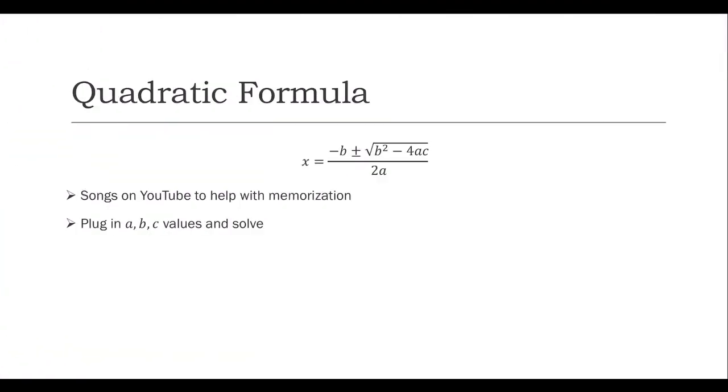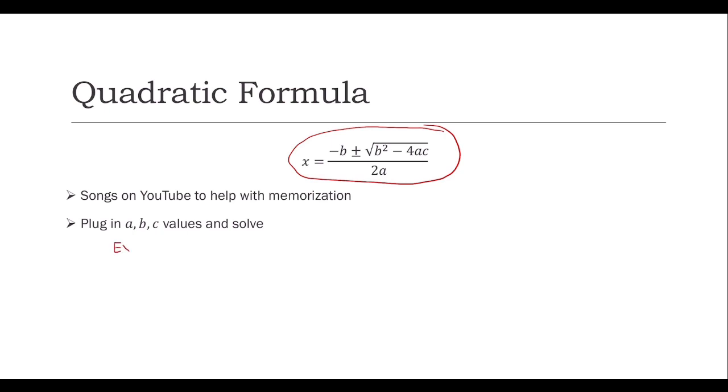So next we have the quadratic formula. It's this long formula here. It's x equals negative b plus or minus the square root of b squared minus 4ac all over 2a. So there's a song on YouTube that you can listen to where they sing the quadratic formula. It's to the tune of Pop Goes the Weasel. So for this one, you would just plug in the a, b, and c values and then solve.